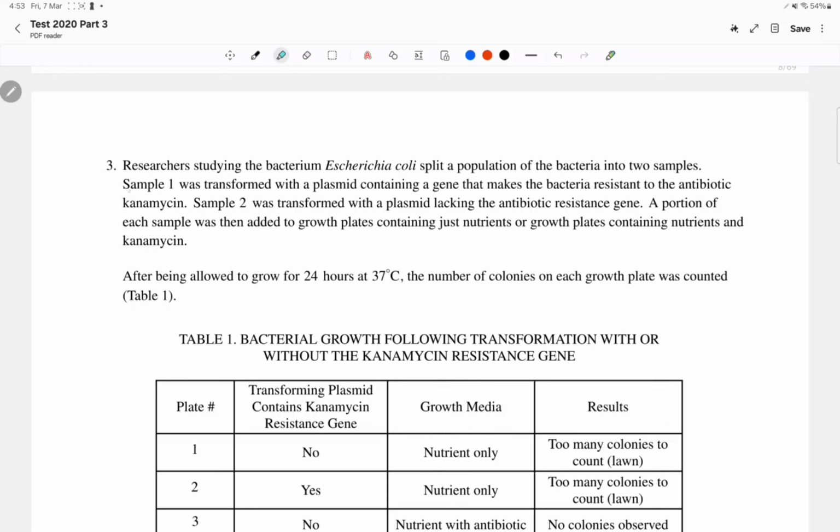Sample 1 has a plasmid that has a gene that makes them resistant to kanamycin antibiotic. But sample 2, the plasmid of it doesn't have the resistance gene. Do you guys get what that means? Sample 1 should live, at least some of them will live if you give them the antibiotic kanamycin. But sample 2 will die because none of them have the resistance to this antibiotic. Okay.